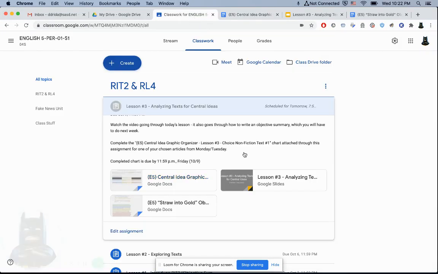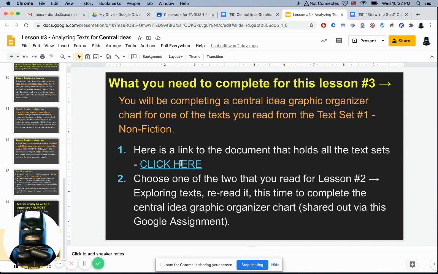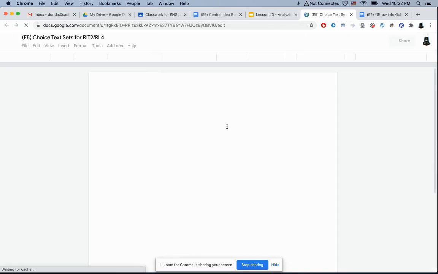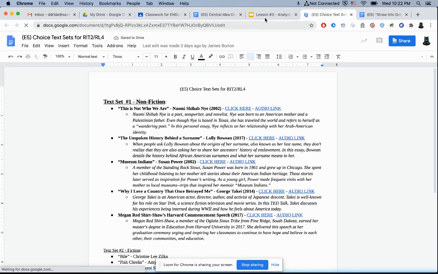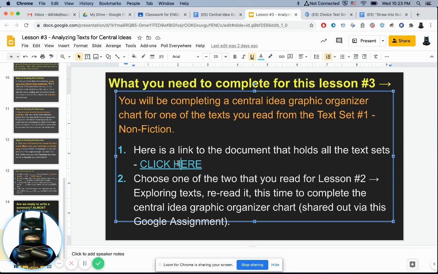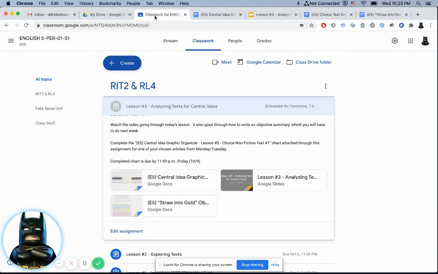Trying to think if there's anything else I need to go over. Again, I have linked the document, so if you need to take a look and see those different PDFs again for the text set number 1, that was linked on here on that last page for the slides. It's also linked directly into that last assignment, lesson number 2. As always, send emails if you have questions, but that's what you're working on with the course of today and tomorrow. Make sure you submit that by tomorrow night, and you're good to go.